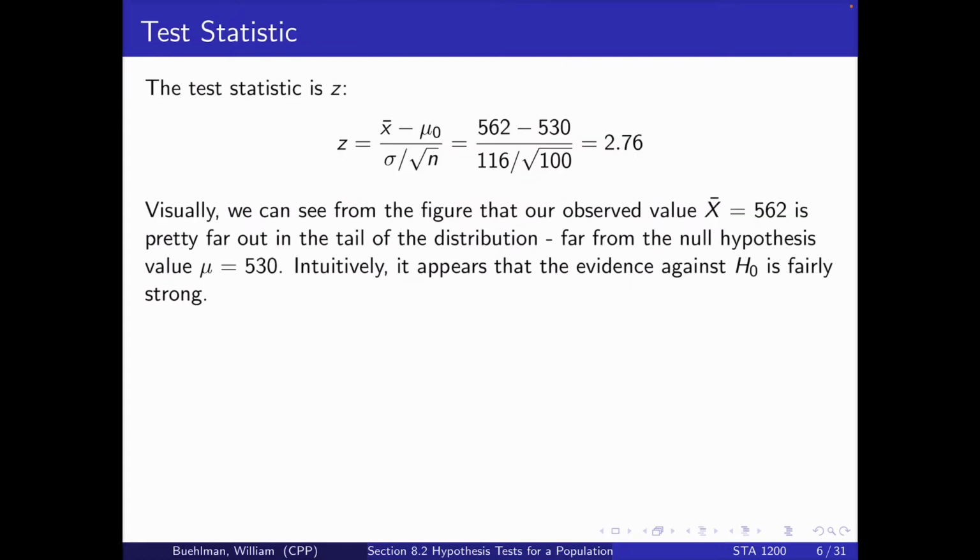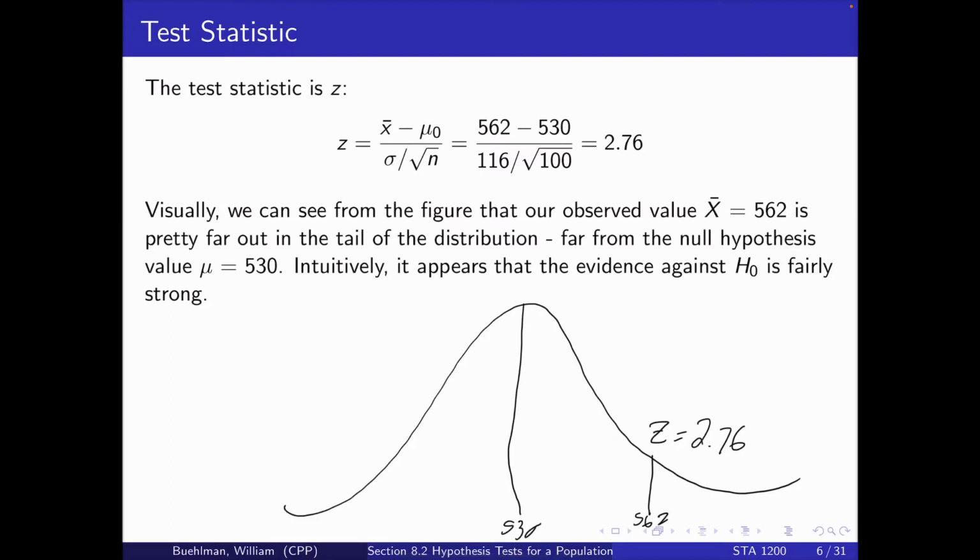Visually, we can see from the figure that I'm about to draw that based on our observation of x bar equaling 562, it is pretty far out in the tail of the distribution. So I'm going to go ahead and draw that right now. So we can see from the sketch that a z-score of 2.76 is pretty far to the right. So that's pretty far out there from the mean, which was 530.